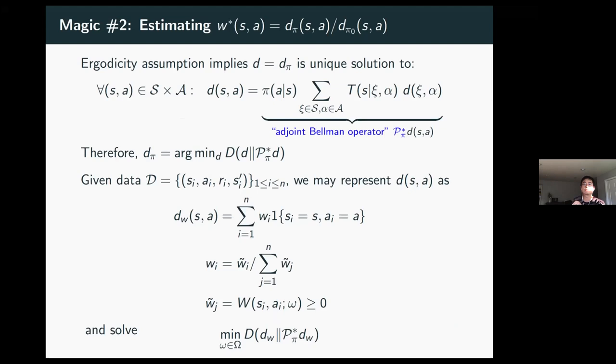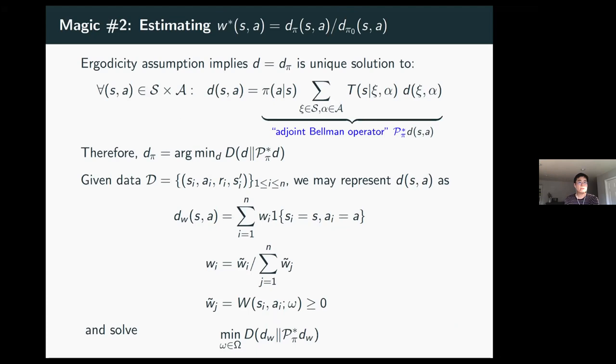The second challenge is that we don't observe d pi directly, because d pi is the occupancy or the long-term stationary distribution, but all we have is local transition samples. If you're familiar with Markov chain theory, what it means here is that you want to estimate a stationary distribution of a Markov chain based on chunks of transition samples. This seems impossible to do, but it turns out that this can be done in a very interesting, elegant way. This is what we do in magic number two to solve this problem.